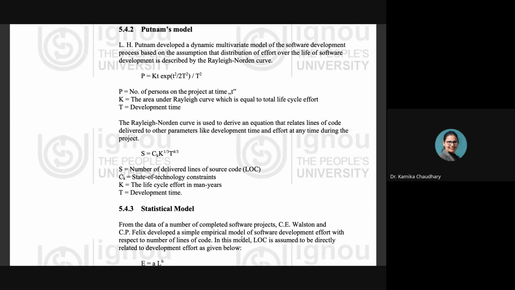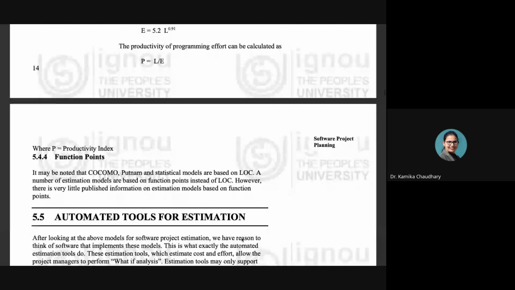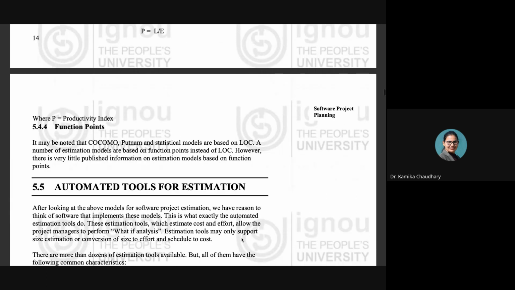So moving on, there is another kind of model, which is the statistical model. Sorry, these are all the equations in the statistical model. I think we will be moving ahead, and we are going to see that a number of automated tools are also available to us for the estimation of the project. We are going to see it from here.